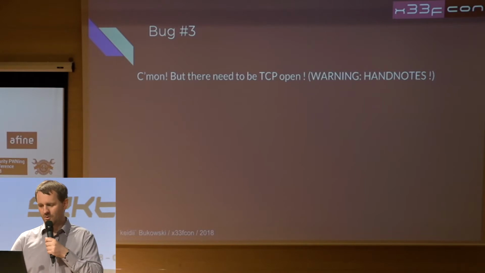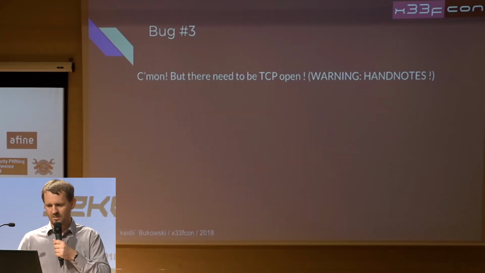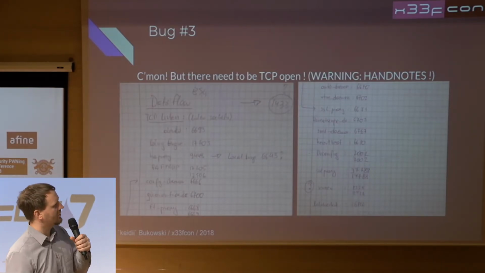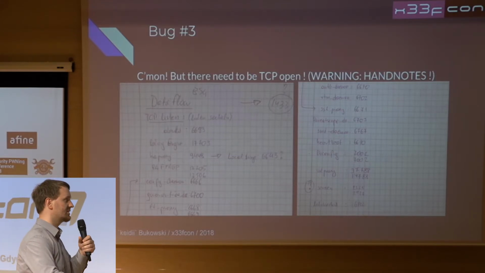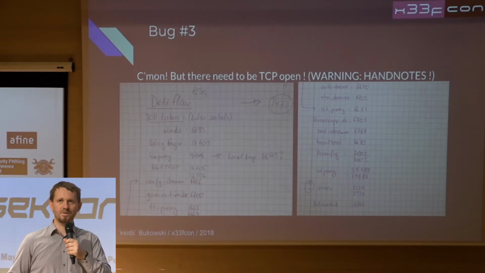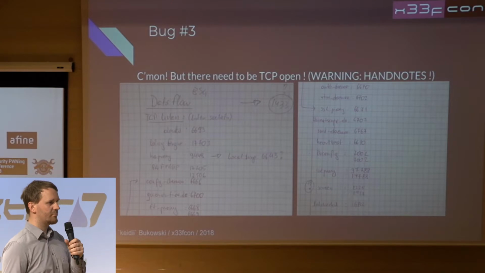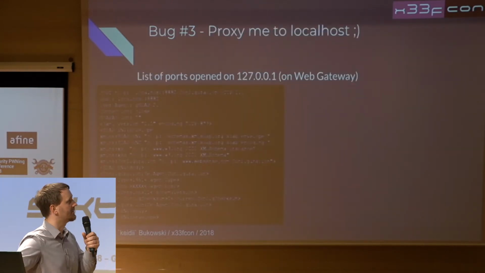Sorry for the hand notes, but I was researching that with old school techniques. This is the list of the ports that were open on the localhost. Some of them were TLS wrappers for others, etc. So 20 or more TCP ports, I think half of them answering with HTTP. So we already got HTTP.